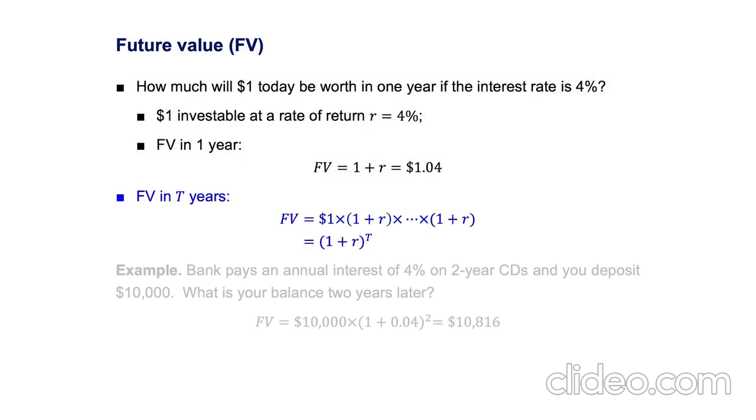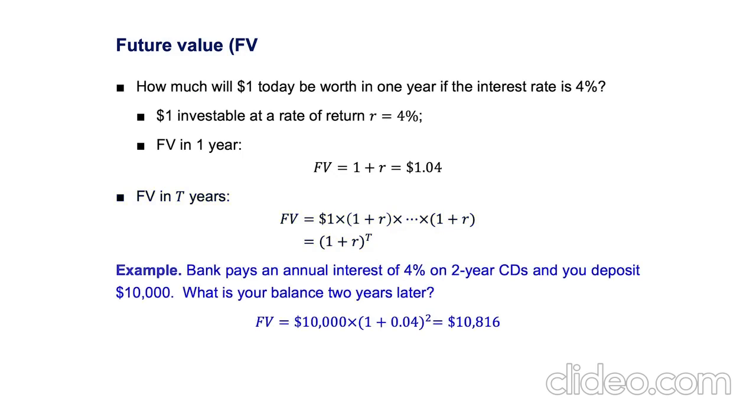What about its future value in T years? Well, we would just have to multiply 1 plus the interest rate T times. So the future value of $1 in T years will be (1 + R) raised to the Tth power.